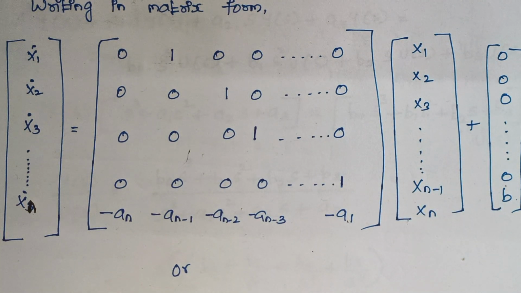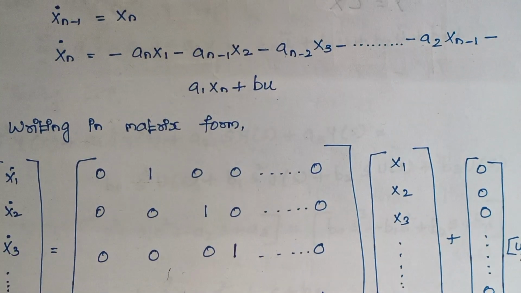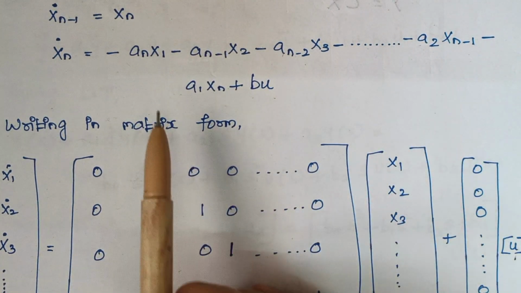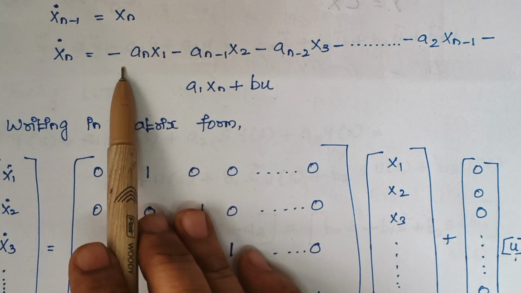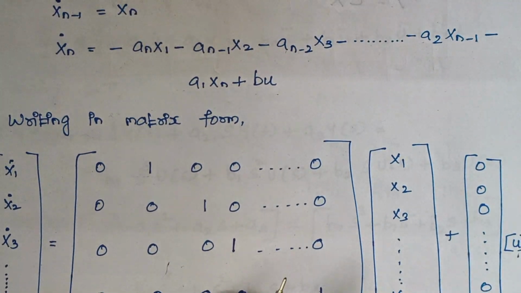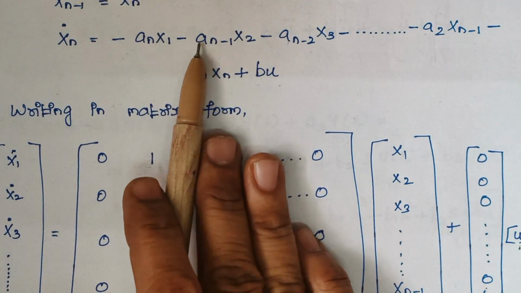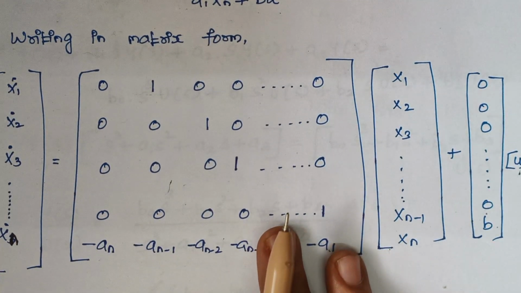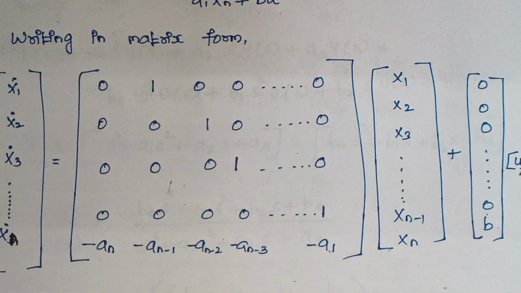So here you see this is our differential equation, right? Here the coefficient of x1 is minus an. Likewise the coefficient of x2 is minus an minus 1, and so on. So likewise you see here all the elements are negative.